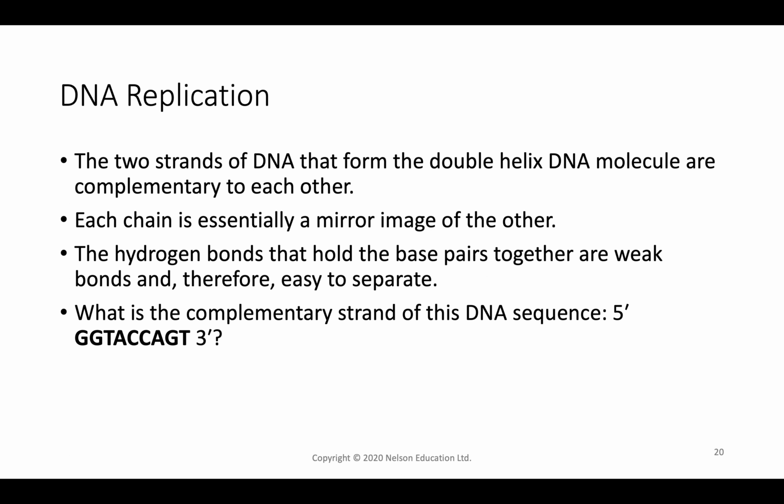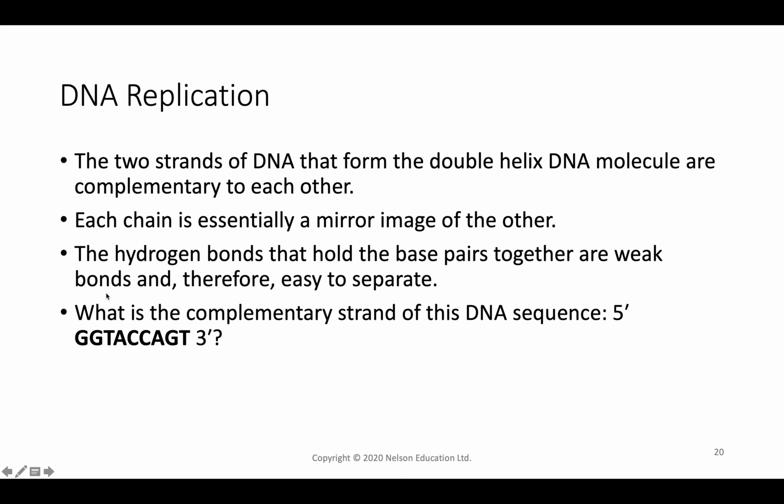Okay, so let's settle in for DNA replication. When we are copying DNA, we know that the two strands of DNA are complementary to each other, which means that they both have all the information that they need because they're mirror images of one another. And we also are able to pull it apart at those hydrogen bonds, which are going to be relatively weak and easy to separate.